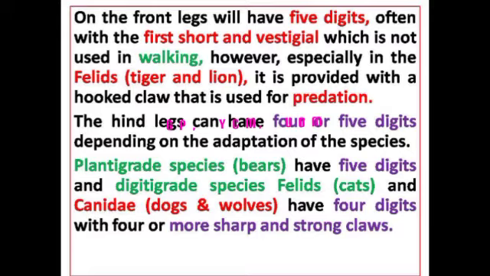If you go to the walking style of the animal using the digits, there are 3 categories. Already we have discussed them in different classes. One of them is plantigrade. Plantigrade species such as bear have 5 digits, and digitigrade species such as felids, like cat, and canids, which comprise dog and wolf, will have 4 digits with 4 or more sharp, strong claws, which are helpful for dragging the prey.